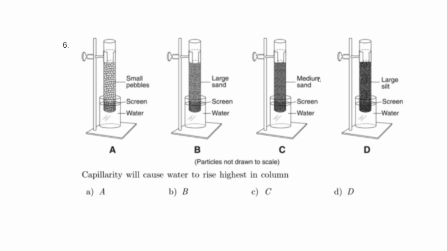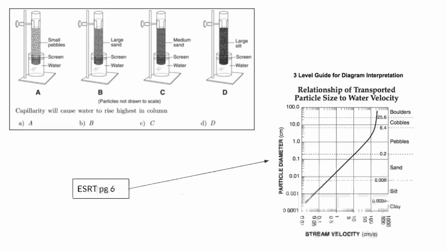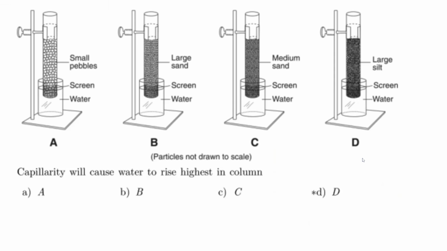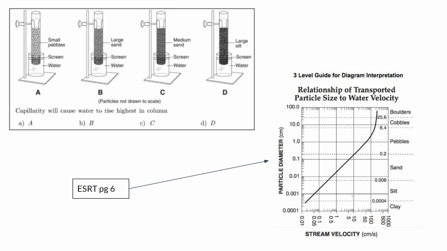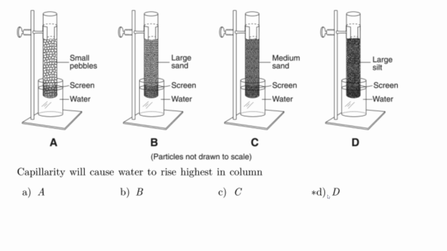So to figure out the size of these sediments, you can go to page 6 of your reference table. Page 6 of your reference table looks like this. And notice it tells you the sizes of boulders, cobbles, pebbles, sand, silts, clay right here. So to figure out which one has the smallest particle size, I look over here and I actually see that silt has the smallest particle size. Sand has a higher particle size, and pebbles definitely have an even higher particle size. So silt has the smallest particle size. Here's silt, D. That's why the correct answer is D.